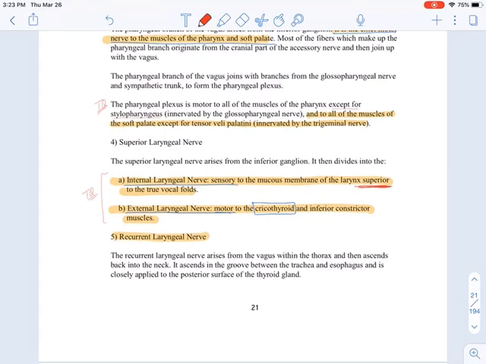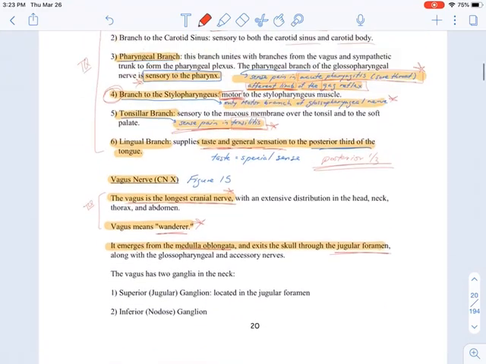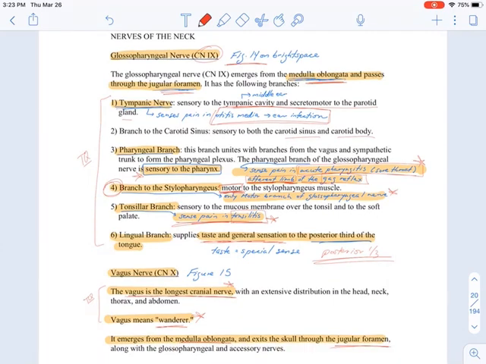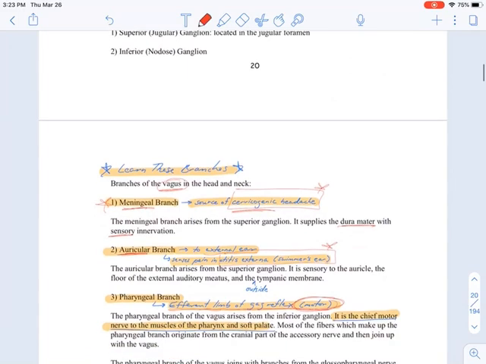Now we have this right here. We got our pharyngeal plexus, which is motor to all of the muscles of the pharynx except for the stylopharyngeus. So all except, the test questions are written for you right there. Pharyngeal plexus, motor to all muscles of the pharynx except for your stylopharyngeus. Because like we talked about before, your motor to your stylopharyngeus is a branch of the glossopharyngeal nerve.